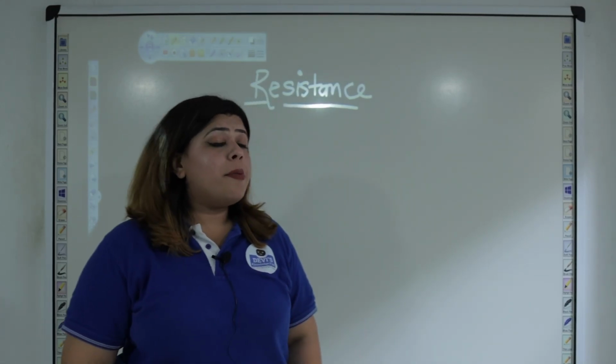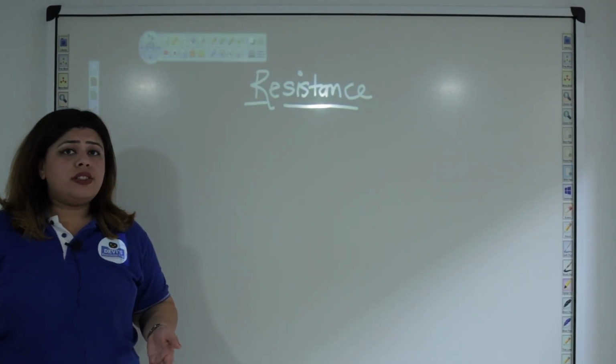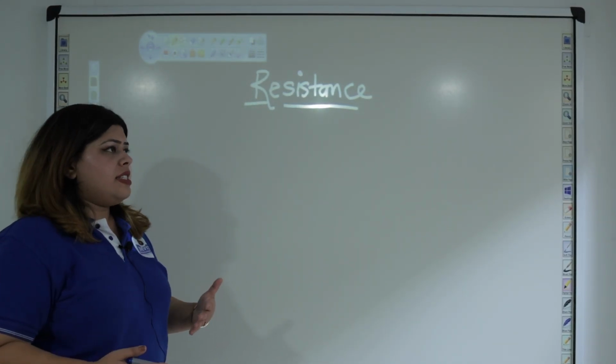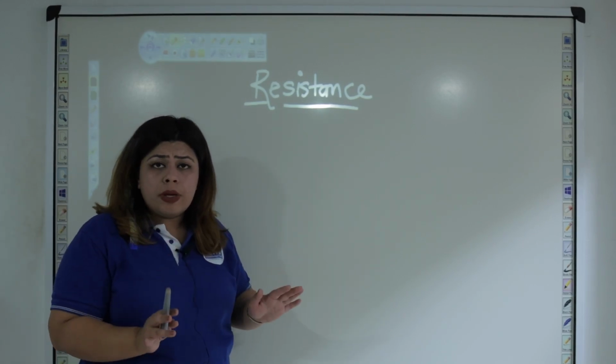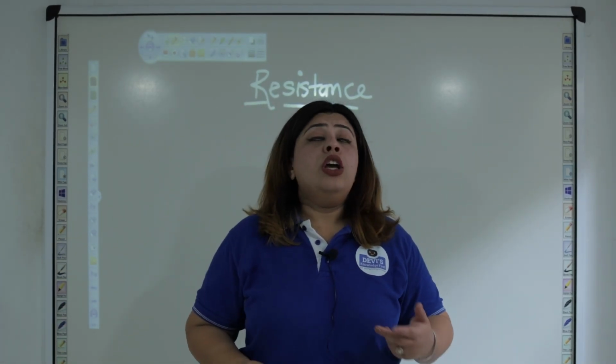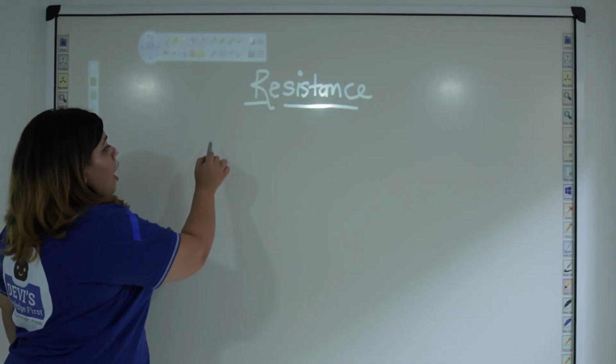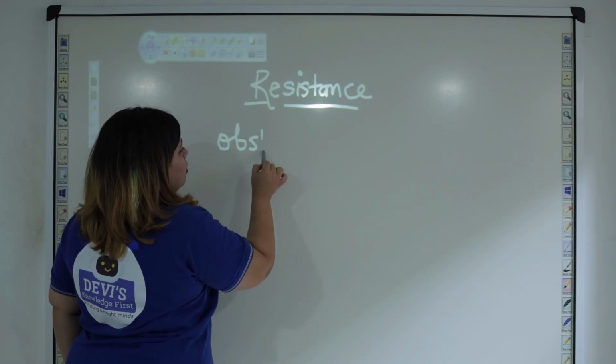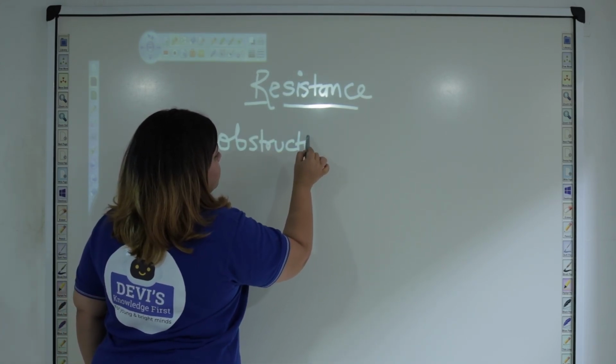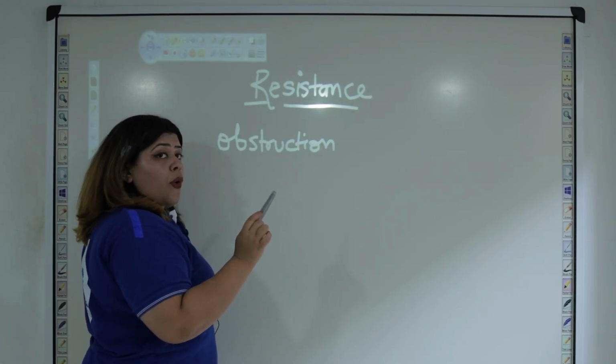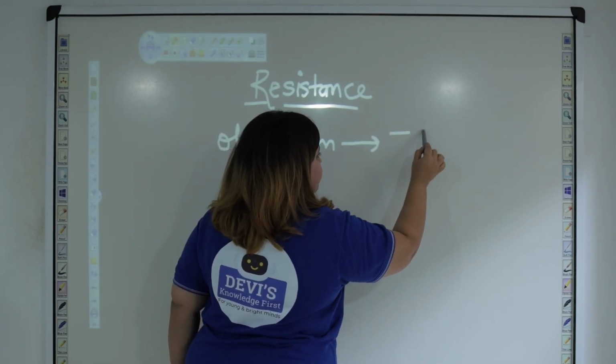Okay, now we are learning about resistance. As the word suggests, what is resistance? Resistance is resisting something, stopping something, obstructing something. So resistance is nothing but an obstruction to the flow of current.